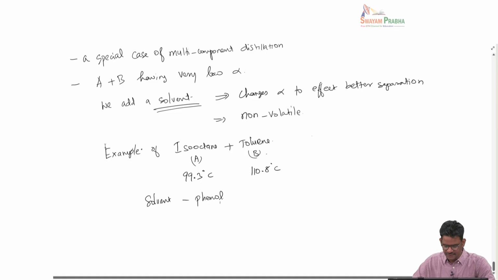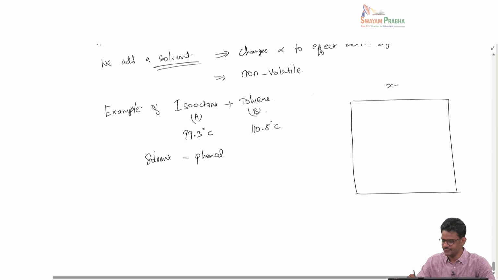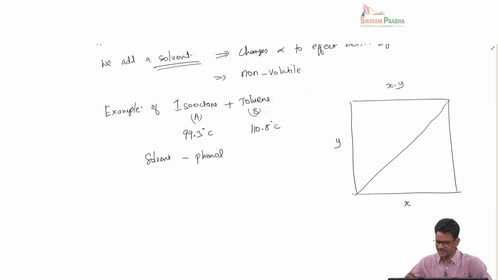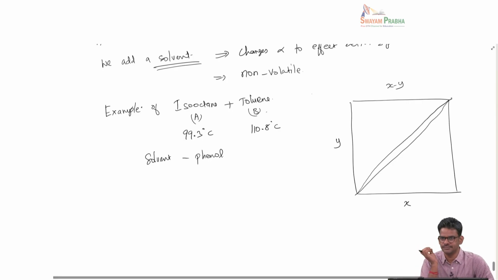So to see the effect of phenol on the VLE, if I draw the XY diagram for the isooctane toluene system, Y is the mole fraction of isooctane in the vapor and X is the mole fraction of isooctane in the liquid. This is the 45-degree line. In the absence of the solvent, you will see that this XY data is very close to the 45-degree line. This is what I mean by alpha being very low.